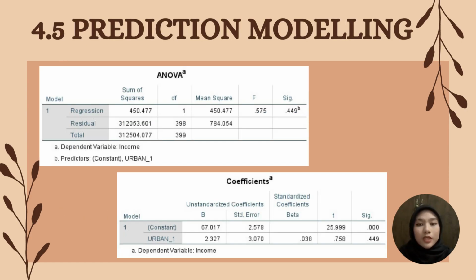Prediction modeling. We use SPSS software to construct a regression model. For instance, based on the sample data set, we can do y equals 21 plus 11x1 plus 67x2. Here, y can be the number of income, x1 can be the number of advertising, and x2 can be the number of age.